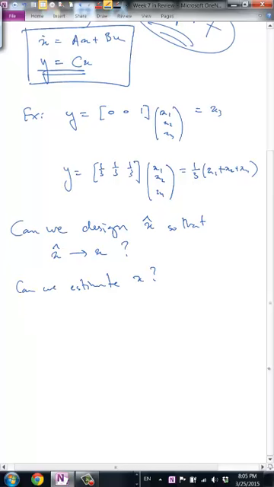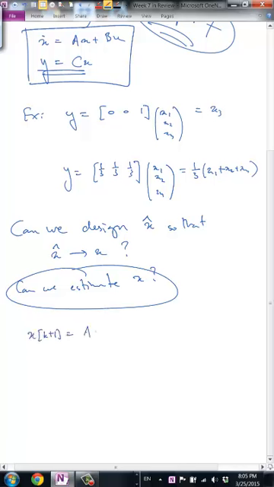So let's answer these in reverse. Can we estimate x itself? And this will give us the definition of observability. So let's go back to a discrete time system. We've got x of k plus 1 is equal to A x of k plus B u of k. As we showed in class, for simplicity, we can just ignore u. And y of k plus 1 is equal to C x of k plus 1. Okay, so this is the output that you see.